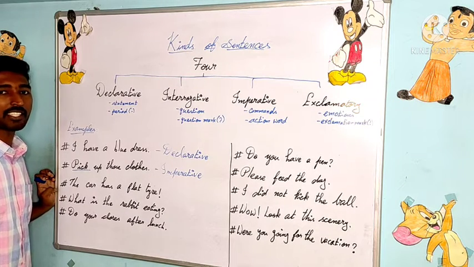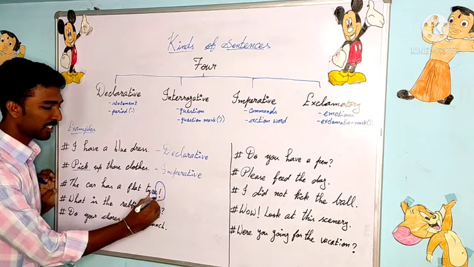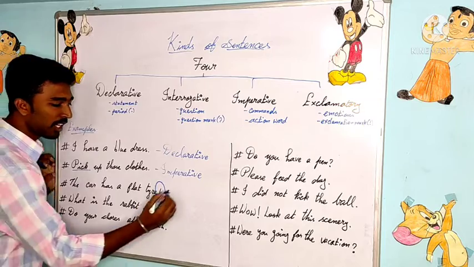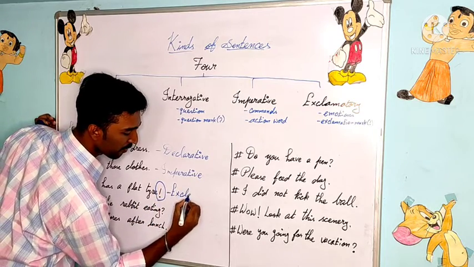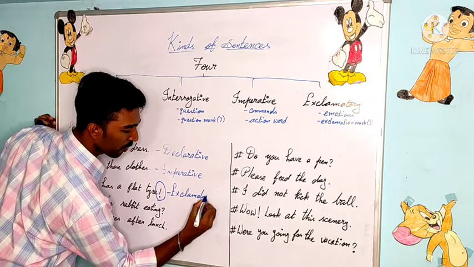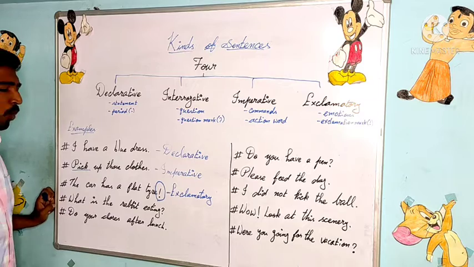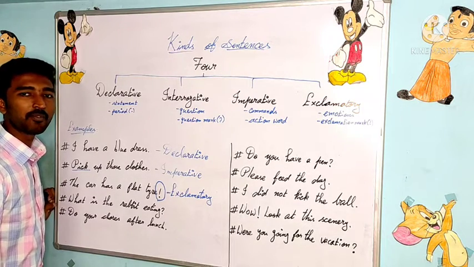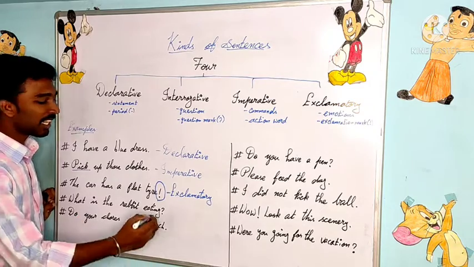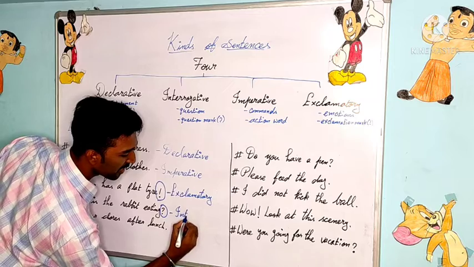The car has a flat tire. The car was punctured. It ends with an exclamation mark. It's an exclamatory sentence. And the next one. What is the rabbit eating? They are asking a question that ends with a question mark. It's an interrogative sentence.